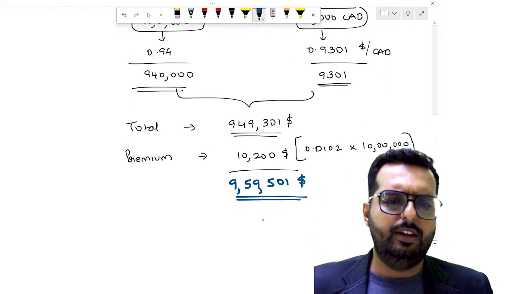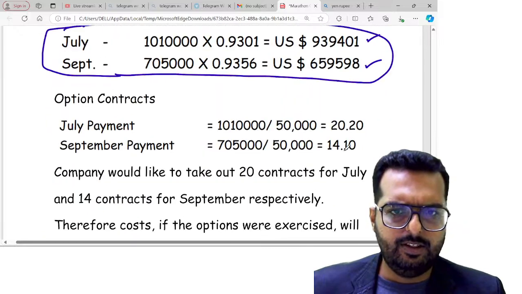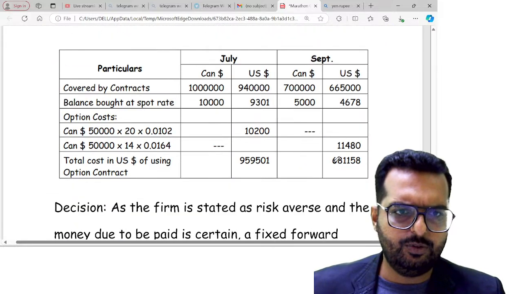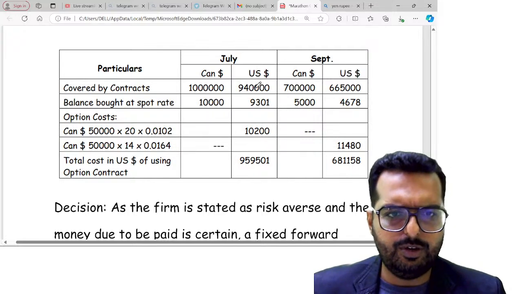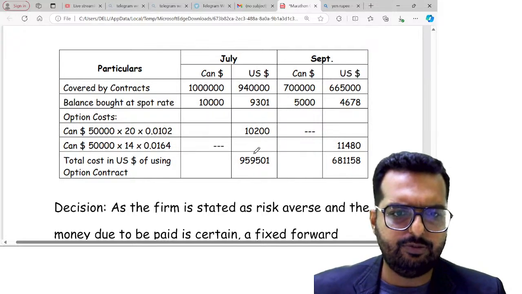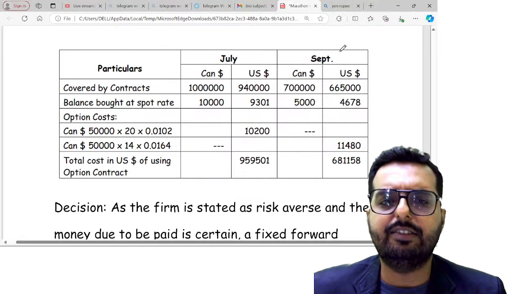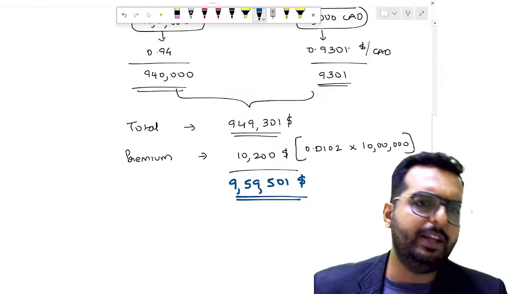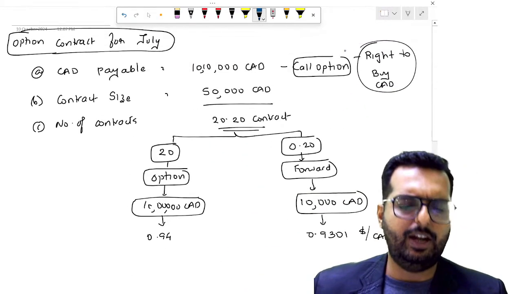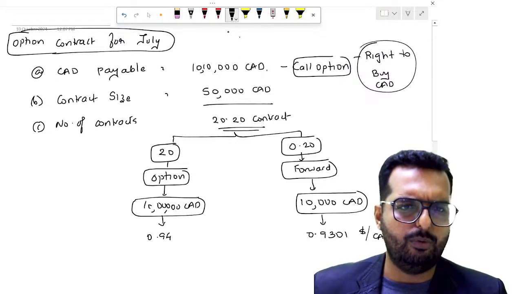Okay, right. Let's confirm with the solution in your book. They got 20.2 contracts. So 10 lakh balance at the spot rate, that is the forward rate, 9 lakh 40,000, and this total 9 lakh 59,501. Same answer we have got here also. Exactly in the same way you're supposed to do it for September also. Okay. So can you please write this down in your books first? I'll give you 5 minutes. This being important, I'm not rushing. I'll go a little slow. Please write down.